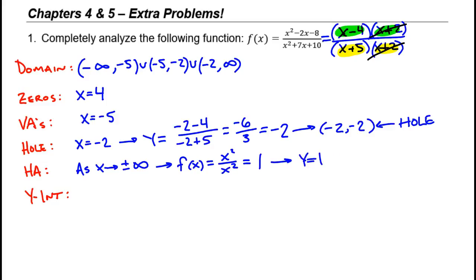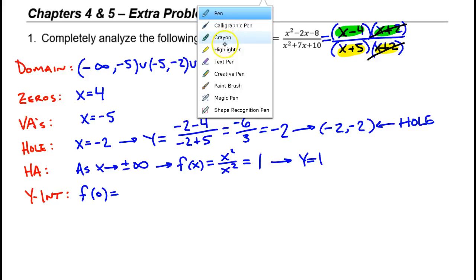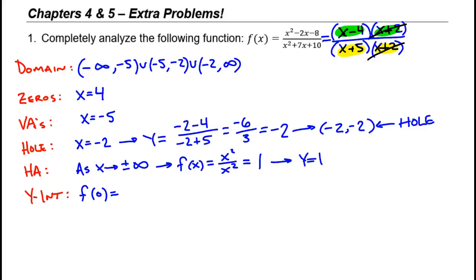The last thing we have to do here is identify the y-intercept of the function, and that's pretty easy to do. We just plug in x equals 0. F of 0 is our y-intercept. If you go back and look at the function, notice that as we plug in x equals 0, this goes away, and this goes away. So does this and this. So f of 0 is actually negative 8 over positive 10. And of course we can simplify that to negative 4/5. So our y-intercept is 0, comma, negative 4/5.